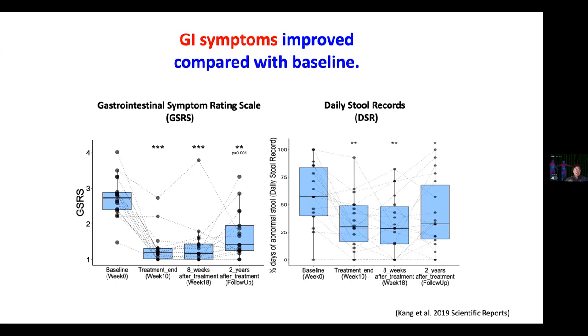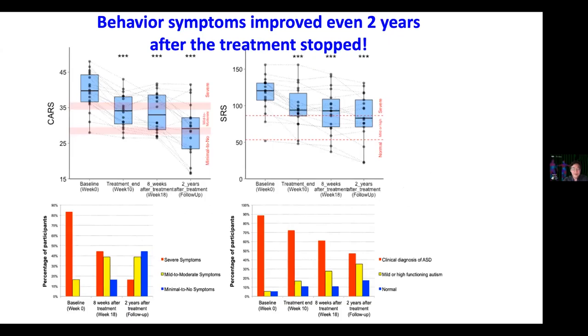So we tried to analyze their microbiome and their behavior symptoms, and published this paper. GI symptoms are still improved compared to baseline. Although after 2 years the scores bounced back a little bit, compared to 2 years ago the GI symptoms were still improved. And more surprisingly, behavior symptoms improved even more than at 8 weeks after treatment stopped. As you see here on the graph, CARS, SRS, the scores are coming down and down. After 2 years, some of the kids even have scores lower than the criteria for minimal or no symptoms.